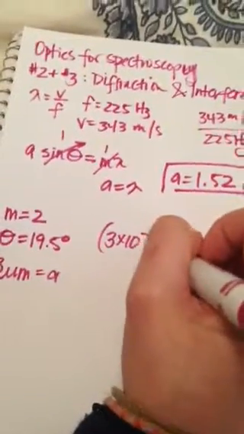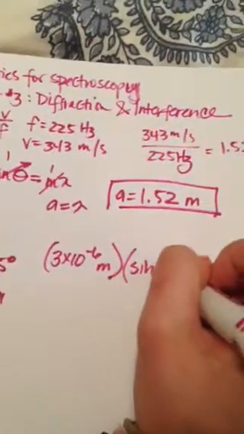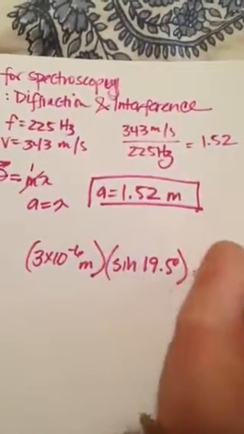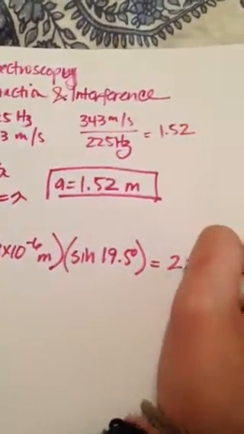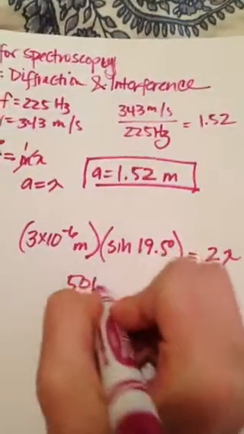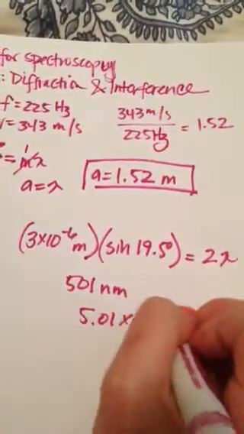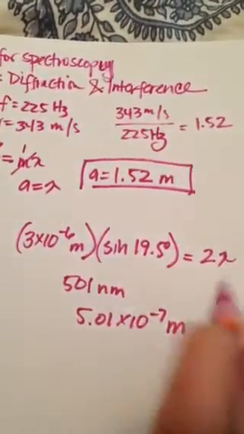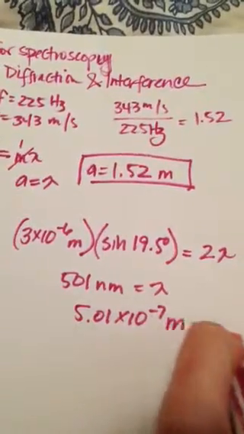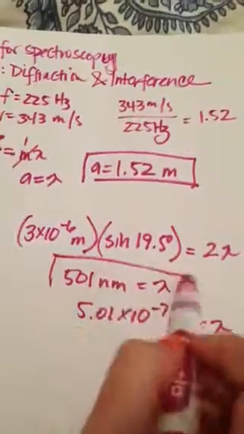I'm going to convert that into meters. And then we have sine 19.5 degrees equals 2 wavelengths. And that ends up equaling 501 nanometers, or 5.01 times 10 to the negative 7 meters, equals the wavelength of that wave that would go through that opening.